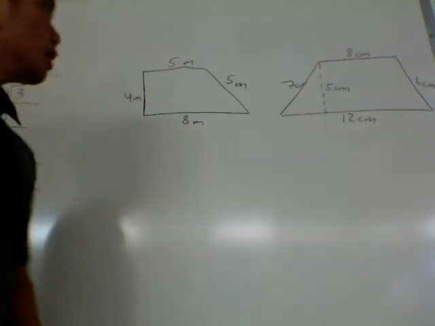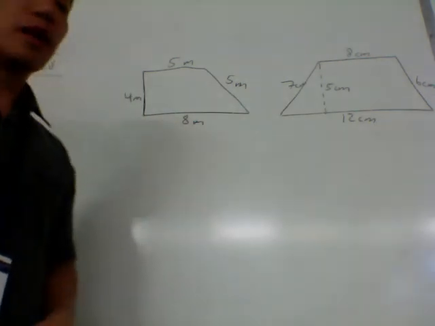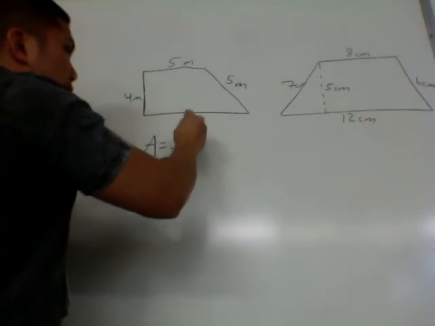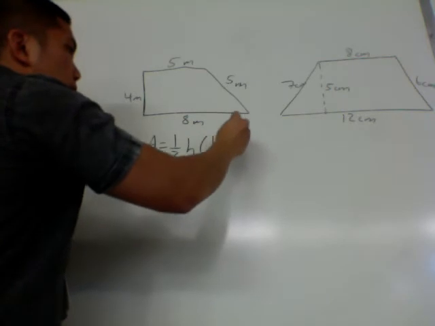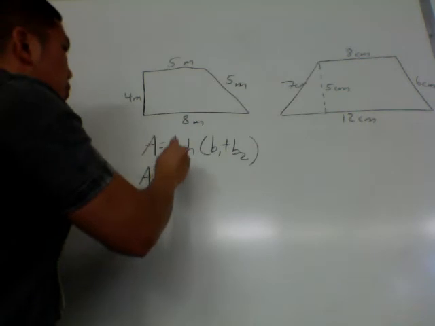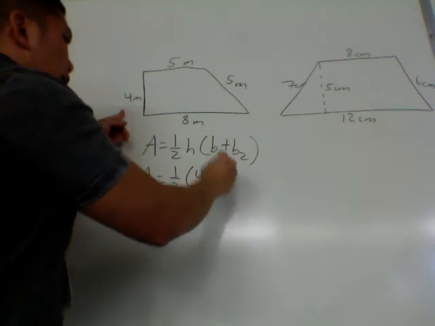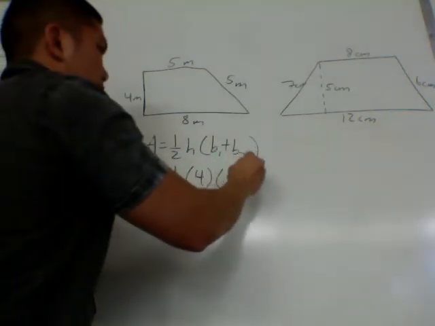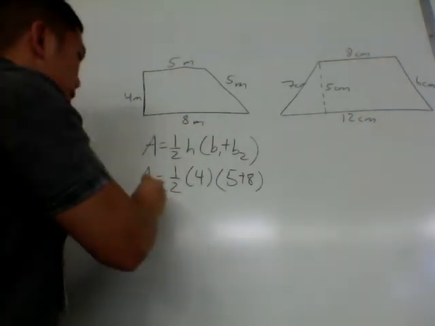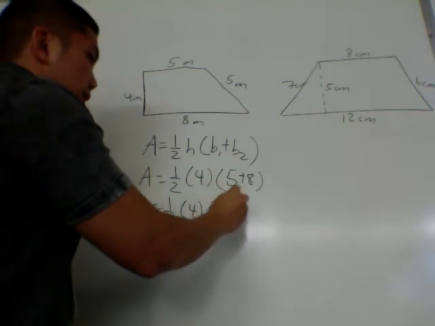Okay, so here are number 1 and number 2 on the study guide. We have trapezoids here. The formula for the trapezoid is area is equal to 1/2 h, then b1 plus b2. So in the first trapezoid, area is equal to 1/2, the height is 4, and then b1 plus b2 is 5 plus 8. It doesn't matter if it's 5 plus 8 or 8 plus 5. So my area is equal to 1/2 times 4 times 13.